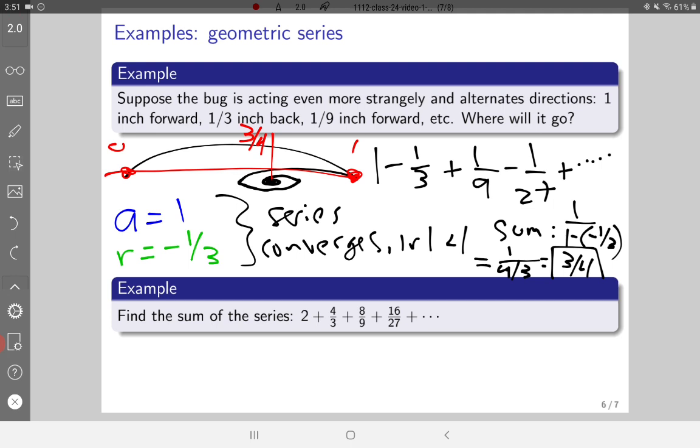Why don't you tackle the example at the bottom? Recognize that it's geometric. Tell me whether the series converges or not, and if it does converge, find the sum value. Pause for a second to work on that, and then I'll show you my work.